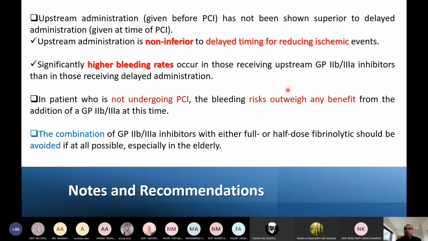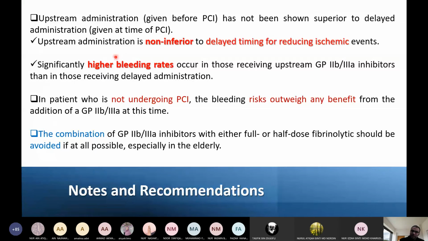Okay. The upstream and downstream. Upstream means we offer this one before the PCI. The downstream is at the time of the PCI. Usually the upstream administration is non-inferior to delaying the timing in reducing ischemic events. Non-inferior means as effective as, okay? There is a significantly higher bleeding rate in those patients receiving it before the PCI. So in terms of efficacy it is okay. In terms of bleeding risk it is high. So again, weighing the risk.